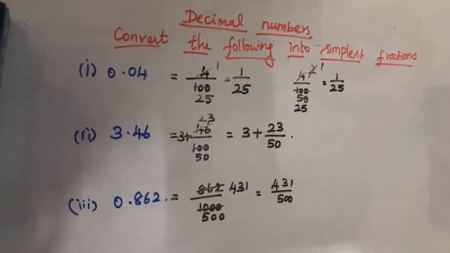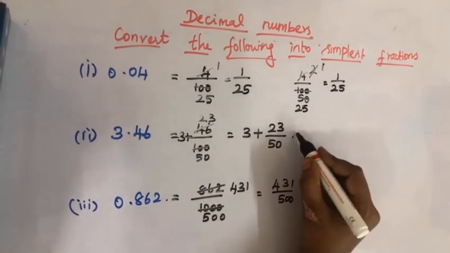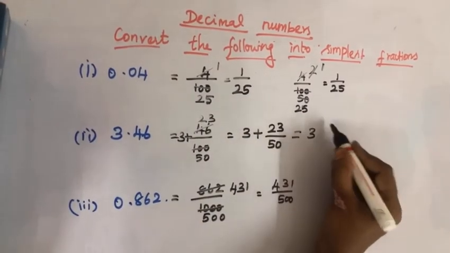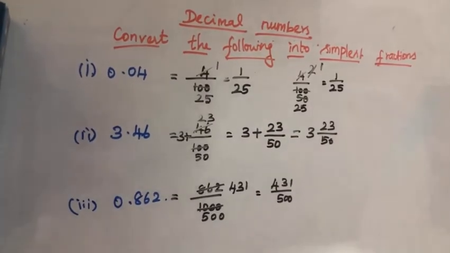Okay. So, it is 3 plus 23 by 50. We can write it as 323 by 50 as a mixed fraction.